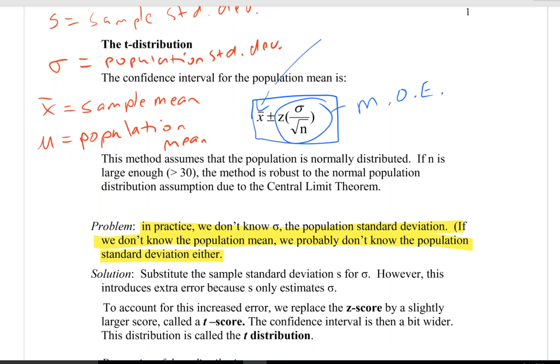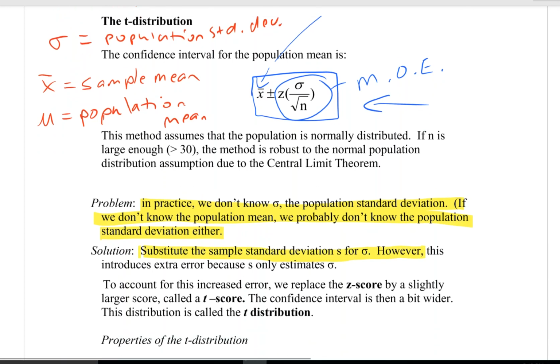So when you look at this formula that I showed you for the confidence interval for population mean, notice that it calls for sigma. Notice that sigma is in that equation, but this isn't going to be a very helpful equation if I don't know sigma. So what we do in practice is that we substitute the sample standard deviation S for sigma. So that's all fine and good, but the problem is this introduces extra error because S is only an estimate of sigma. So we're going to use a fix for this.